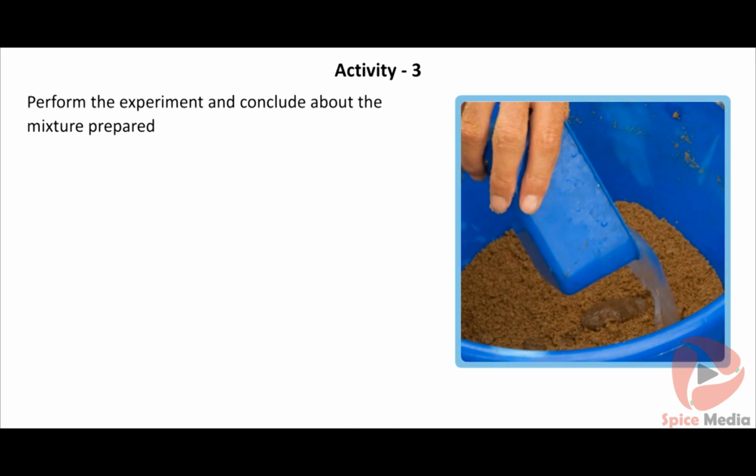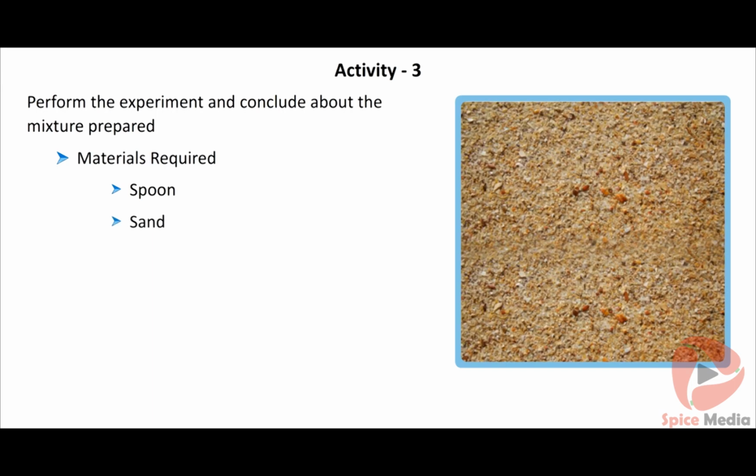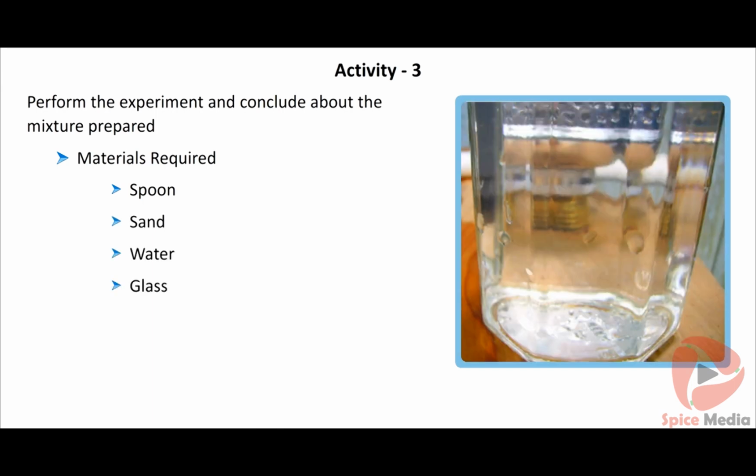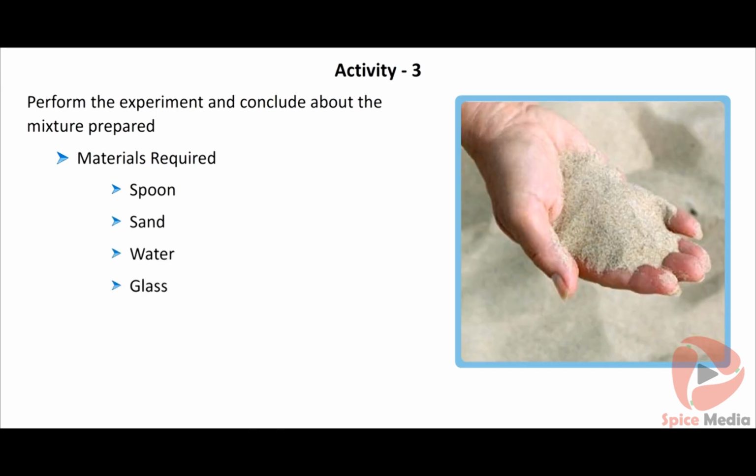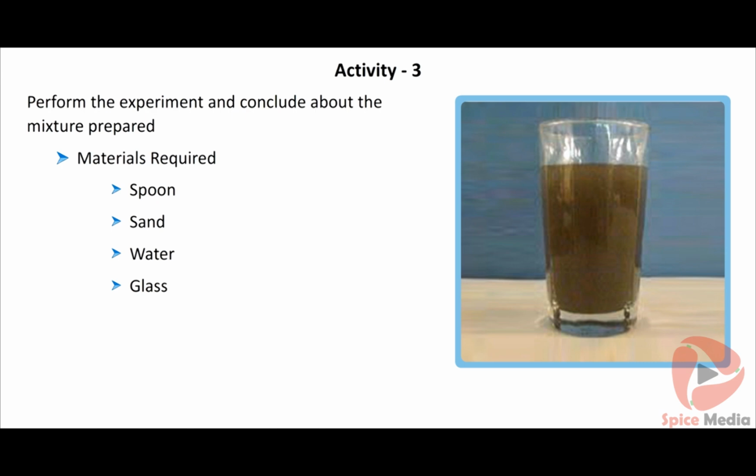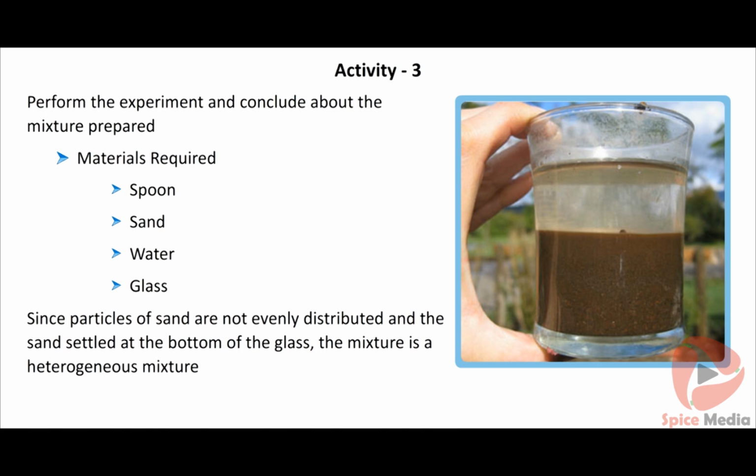Perform the experiment and conclude about the mixture prepared. Materials required: spoon, sand, water, glass. Procedure: take a glass, mix a spoonful of sand in water in the glass. Try to see the particles of sand. Observe whether particles are evenly distributed in the mixture. Write the conclusion about the nature of the mixture prepared. Since particles of sand are not evenly distributed and the sand settles at the bottom of the glass, the mixture is a heterogeneous mixture.